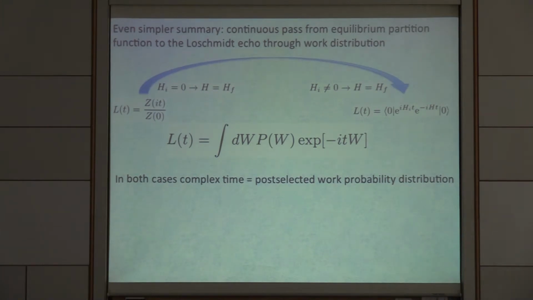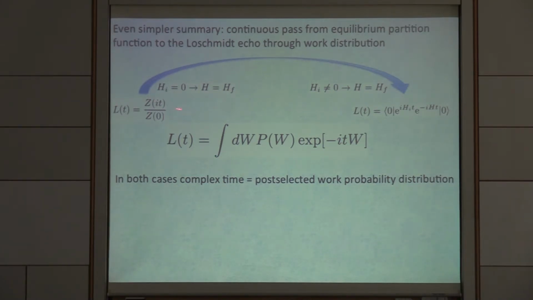So now that's yet another summary of what I was trying to say: we have a continuous line between normal, if you want Fisher zero, so normal complex temperature partition function, and Loschmidt echo. Continuous line in a sense that on this side where initial Hamiltonian is 0, I'm always studying the same object, the Fourier transform of the work distribution. It's the same object I'm studying everywhere in this line.